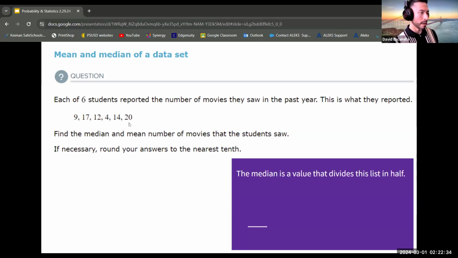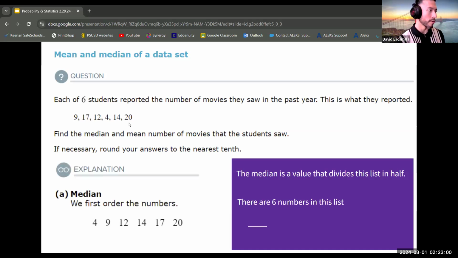I read the definition that you get when you are taking the median and mean topic. The median is a value that divides the list in half. As simple as that. So we have 6 numbers in this list. We have 9, 17, 12, 4, 14, and 20.